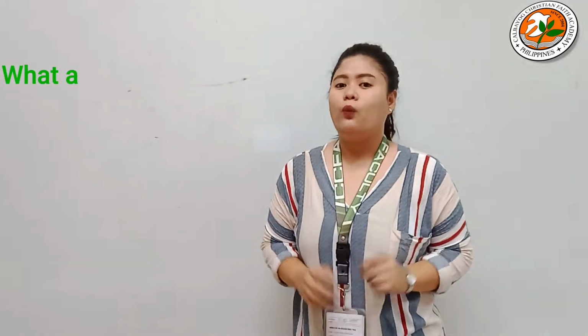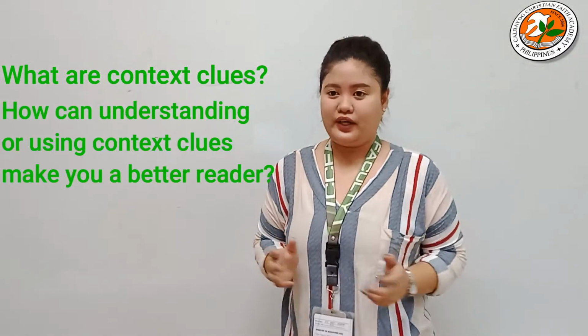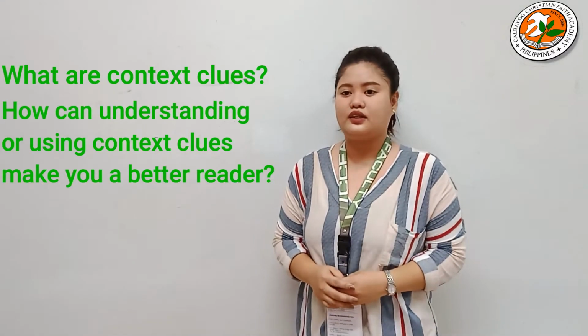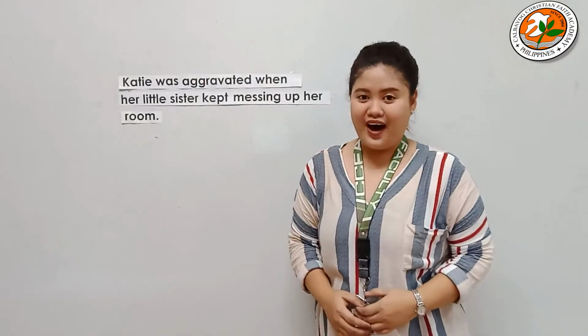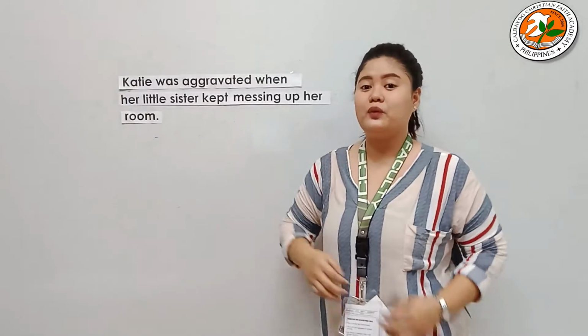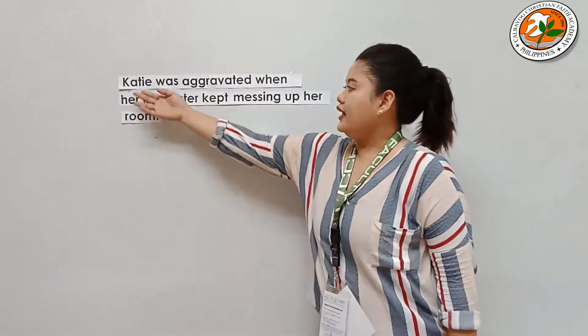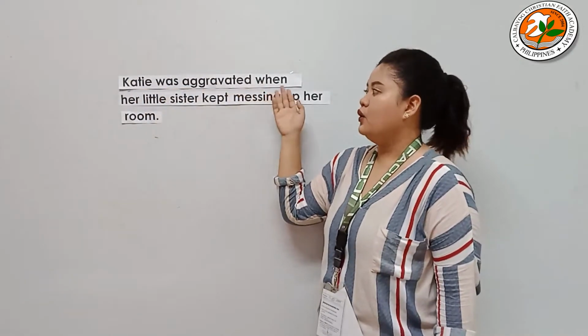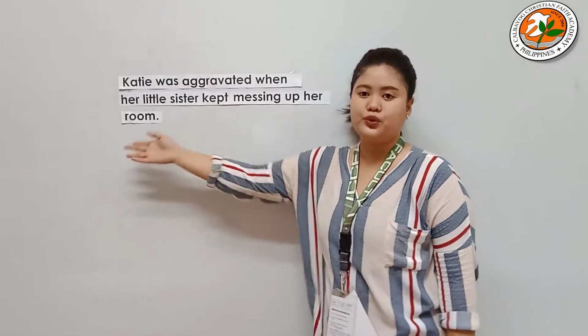Before we begin our lesson, let me give you some questions that we will have the answers to later. First, what are context clues? Second question, how can understanding or using context clues make me a better reader? Now I have here a sentence that we will use for you to understand our lesson. Katie was aggravated when her little sister kept messing up her room.